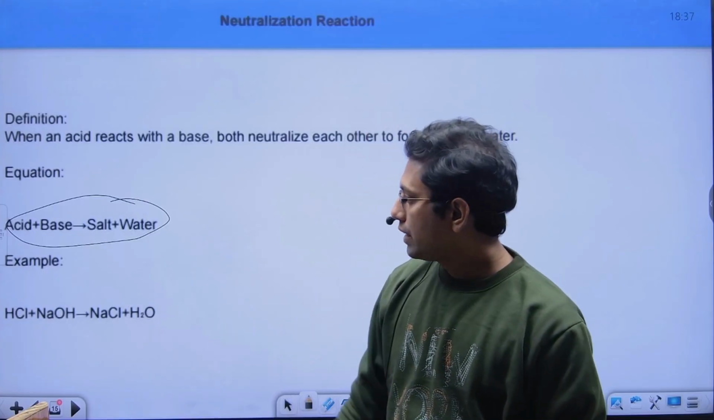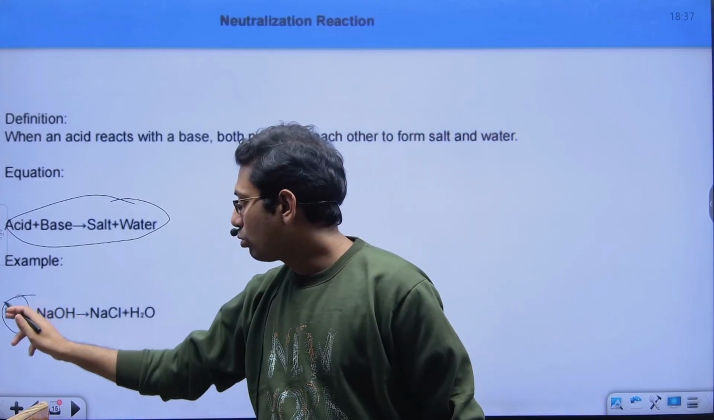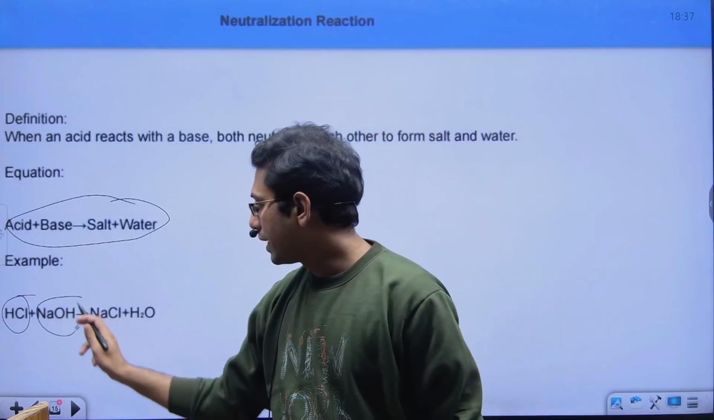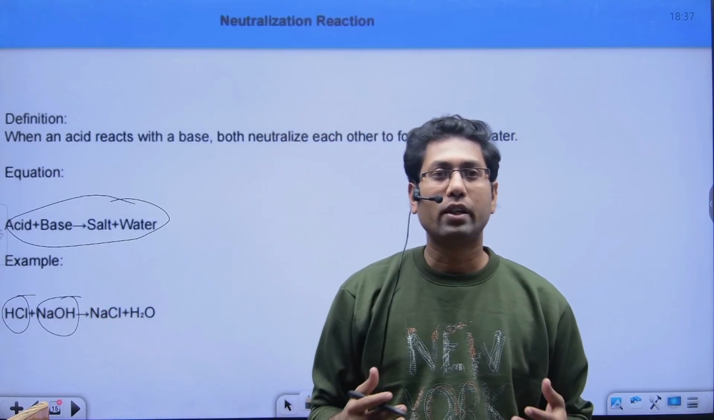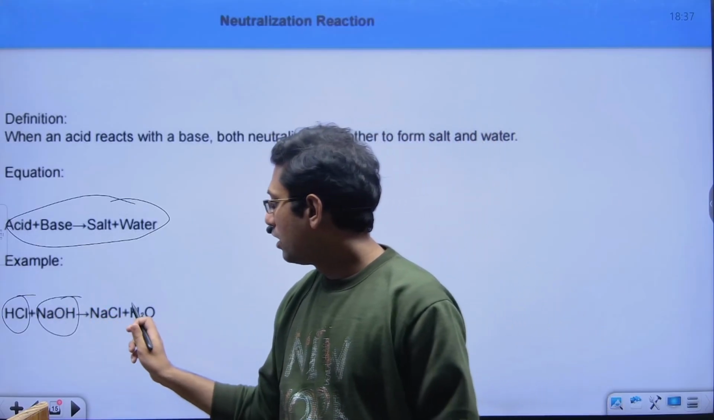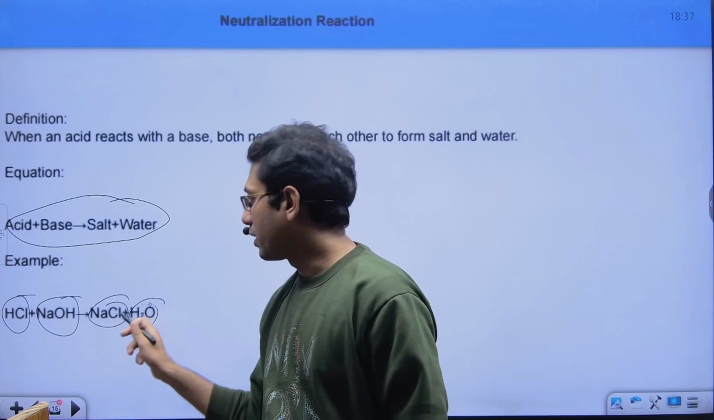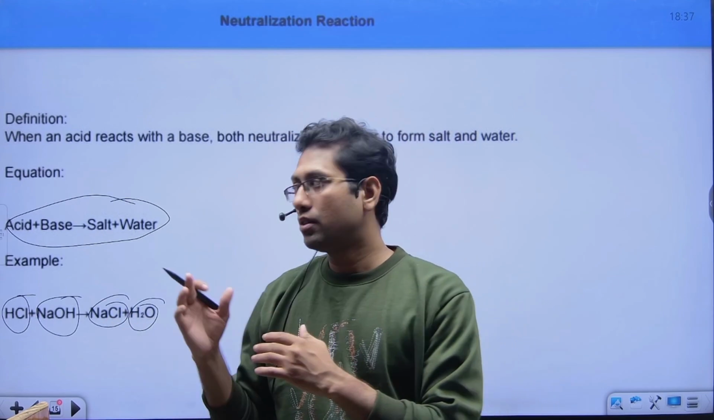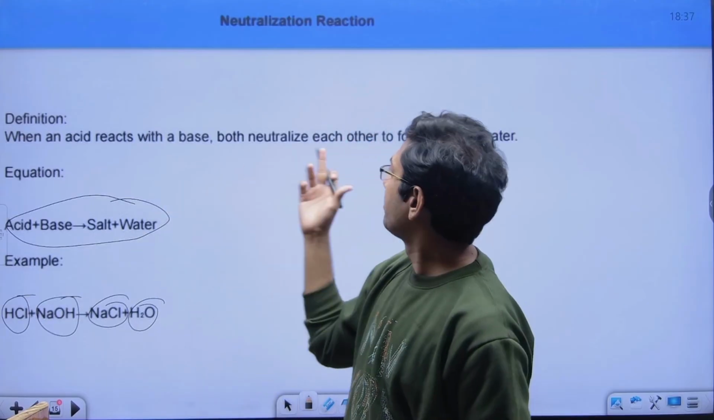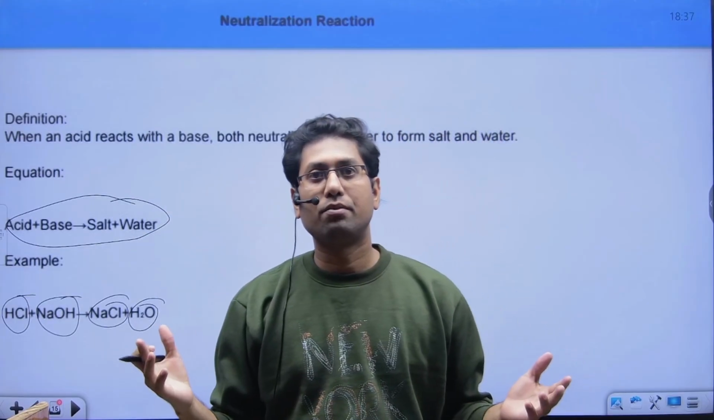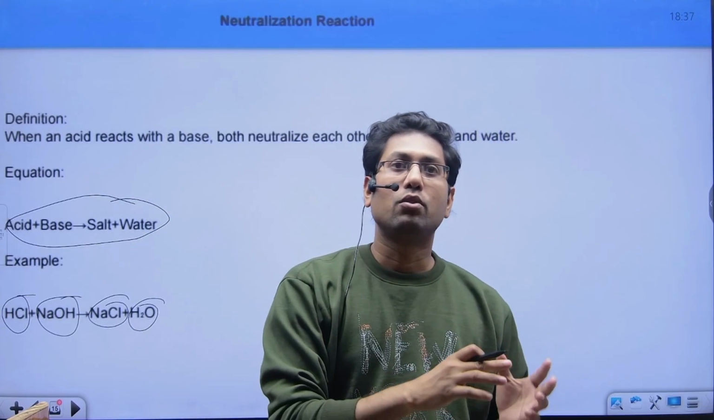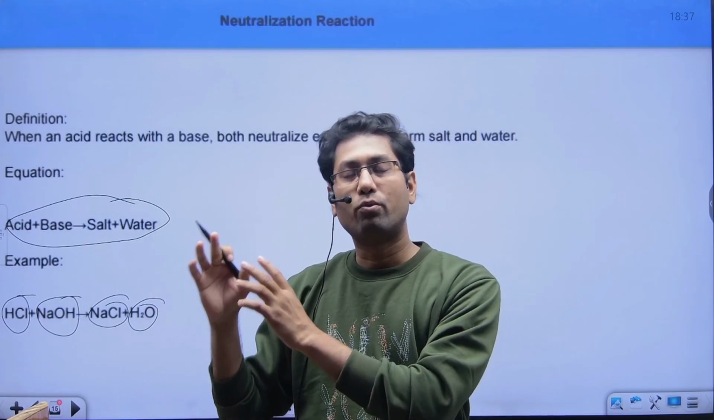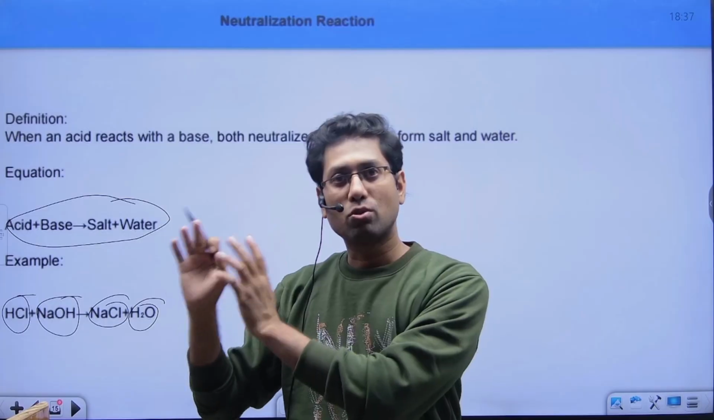Okay, so one example is given over here. If hydrochloric acid is reacted with sodium hydroxide, then what will it form? It will form sodium chloride plus water. In this way we can see how a neutralization reaction works. So if any acid is reacted with any base, it will form salt and water.